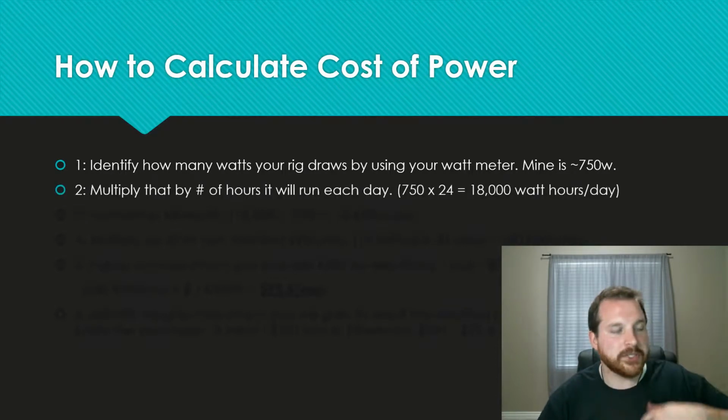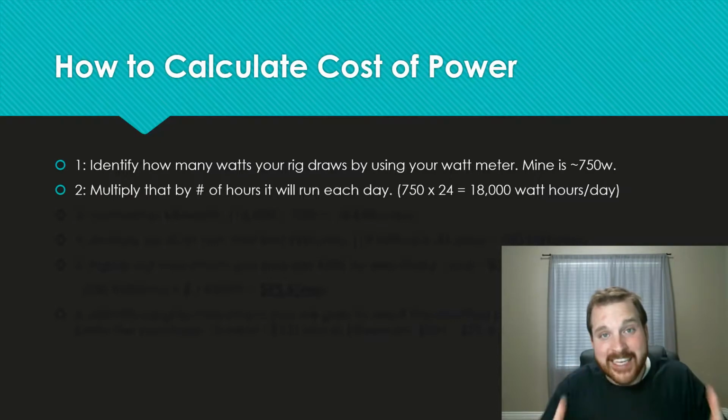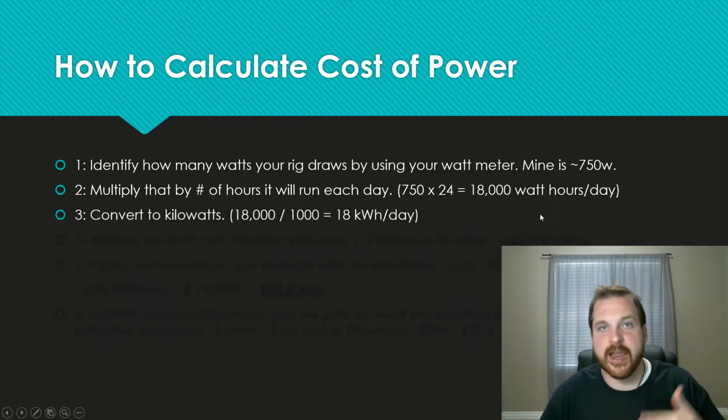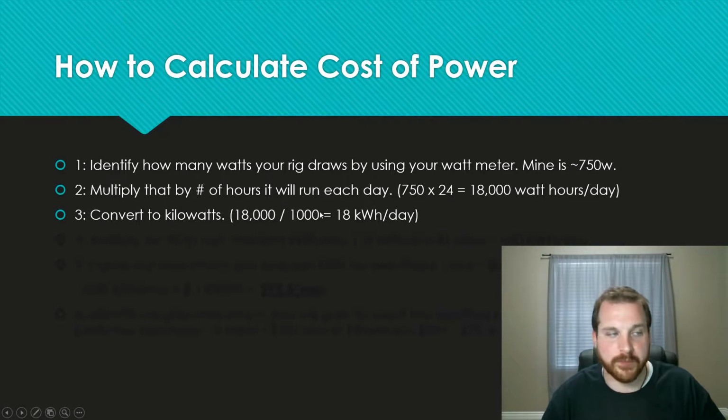Next, you're going to multiply that number by the number of hours it will run each day. I'm guessing you want to make money all the time, so we're going to say 24 hours a day. So we do 750, as you can see here, times 24, and that equals 18,000 watt hours per day. Next, you convert that into kilowatt hours. So you take that 18,000 and divide it by 1,000, and that gives you 18 kilowatt hours per day.